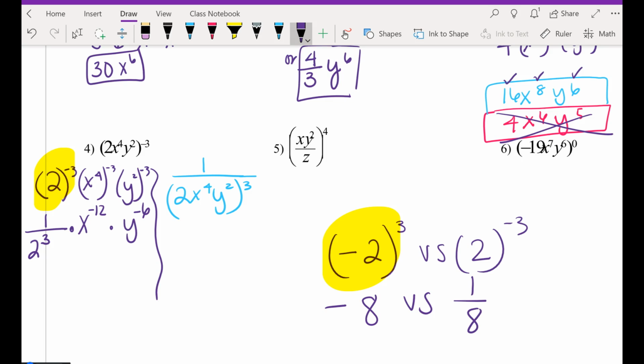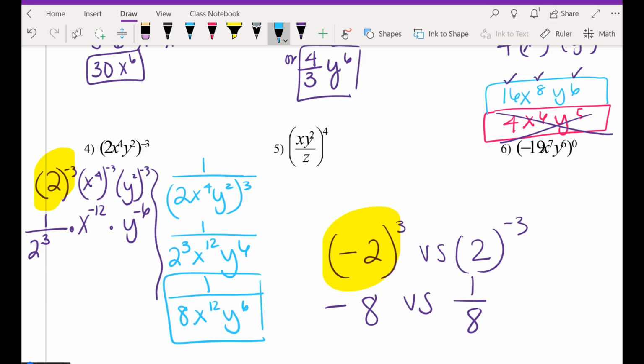Okay. So on flipping, I'm now going to write 1 over 2 to the 3rd, x to the what power? 4 times 3 is x to the 12, y to the 6. And then 2 to the 3rd is 8. So that's what you get if you flip first.